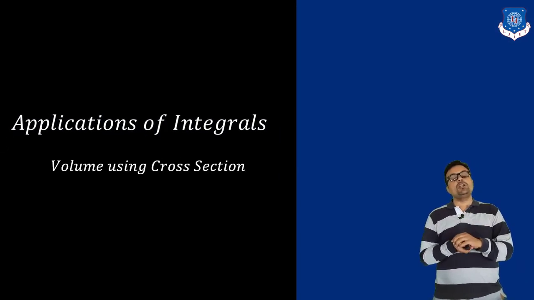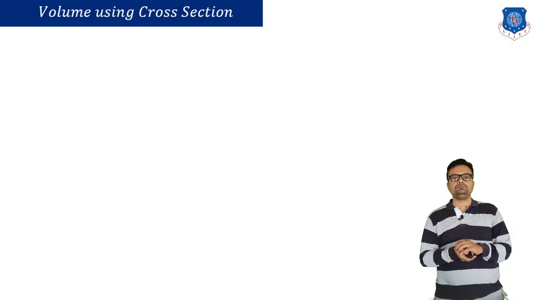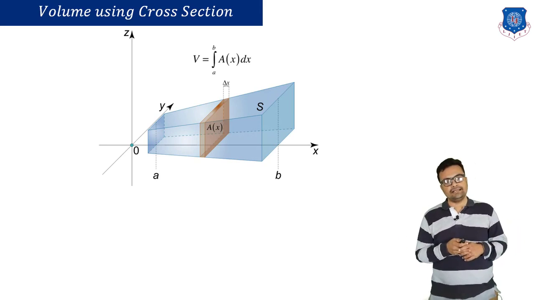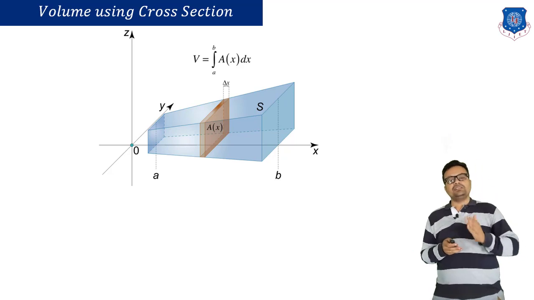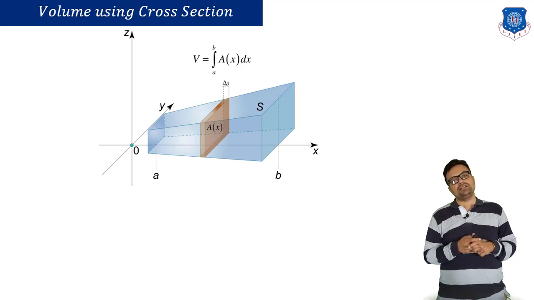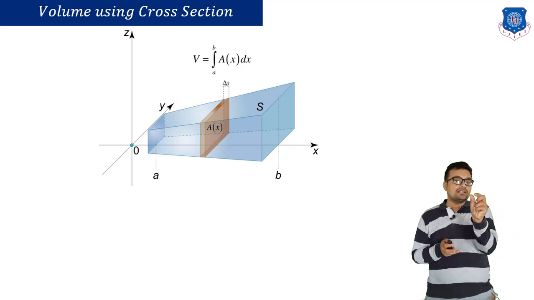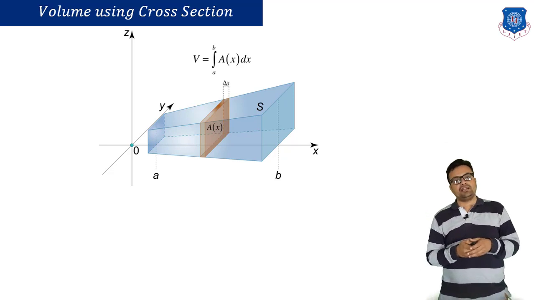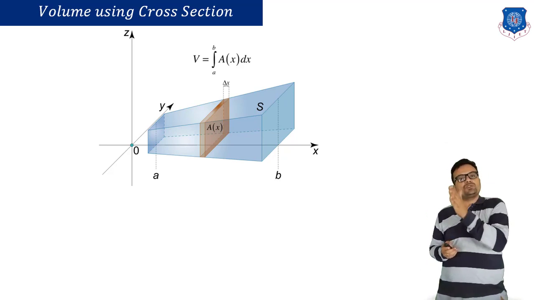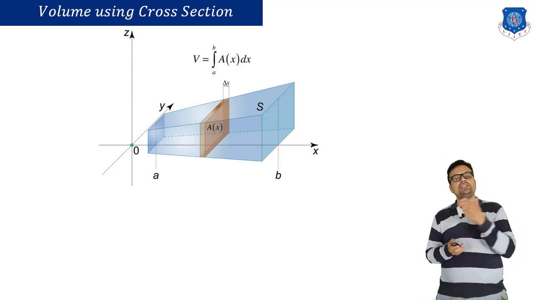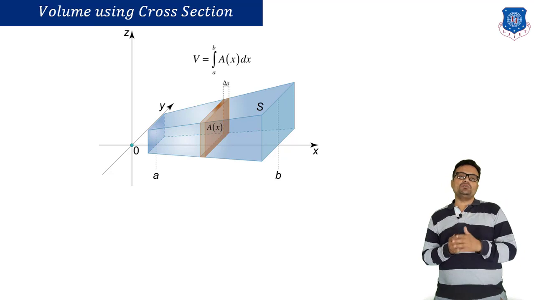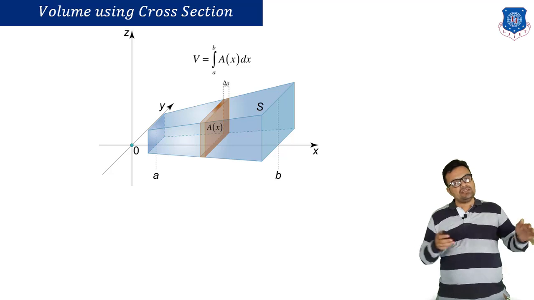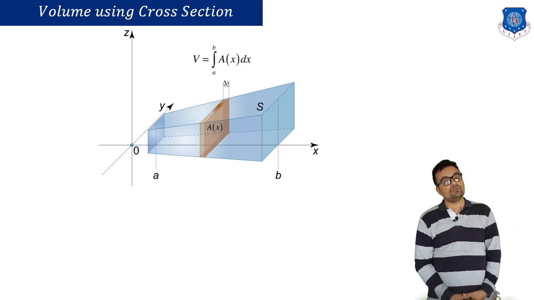My first application is volume using cross section. Suppose you have this kind of solid represented by blue color, and then if you take a section in between of this solid with length delta x, then the area which is generated is given by A(x). If you take sections of this solid in the same manner from point A to point B, you are chopping your volume into small thin layers, finding the area of each thin layer, and by taking the addition of all these thin layers, you are finding the volume.